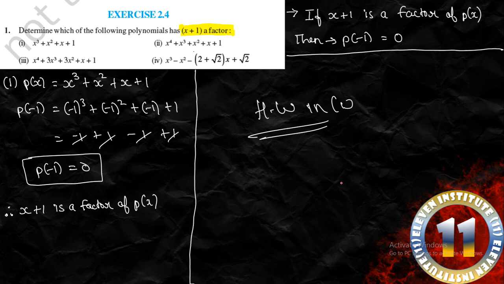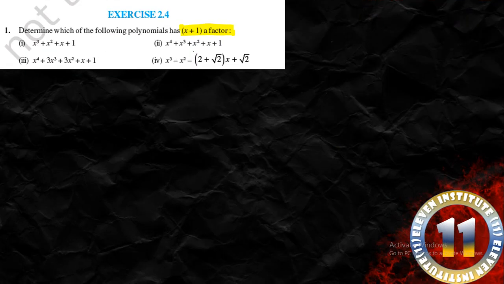Yes, so let us now try the second, third and fourth one. Again it is very much clear to us that if x plus 1 is a factor, then p of minus 1 should be 0. So for each and every polynomial we will try to find the value of p of minus 1. So let us try the second one over here. First of all we will write the polynomial.